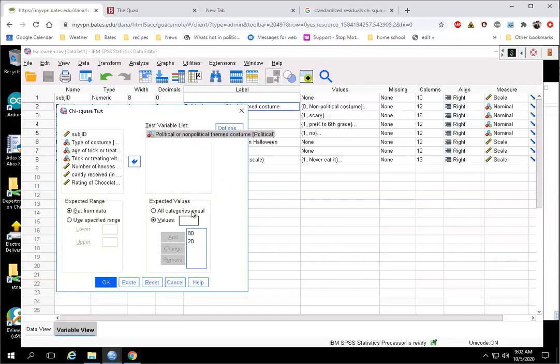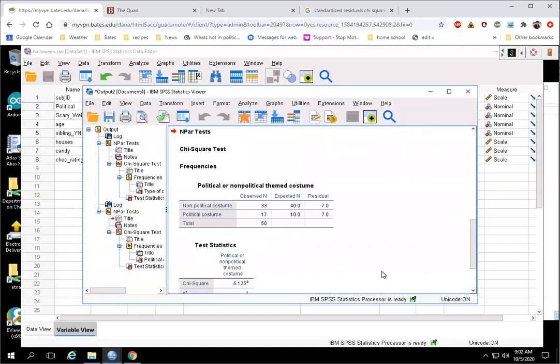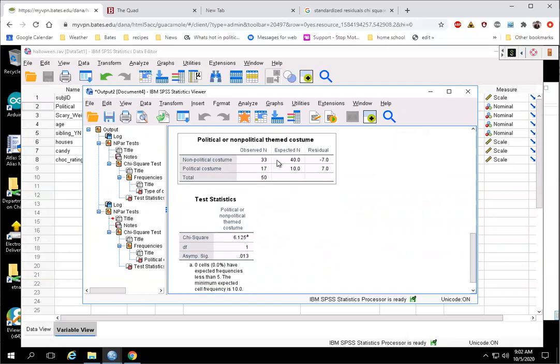So now that we have our variable set up, we have our values of 80-20 split that we're going to compare them to. We can go ahead and choose OK. And here we see 33 non-political costumes and 17 political costumes. If we had a nice 80-20 split, we would expect 40 and 10 of our 50 individuals. So we are getting fewer non-political and more political costumes. And then here's our chi-square, 6.125, degrees of freedom 1. And this p-value, less than 0.05, says, yes, this is actually significantly different from our 80-20 split that we were comparing it to.